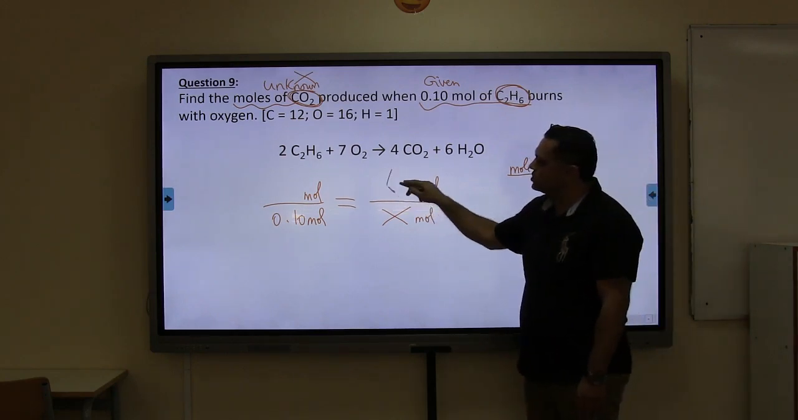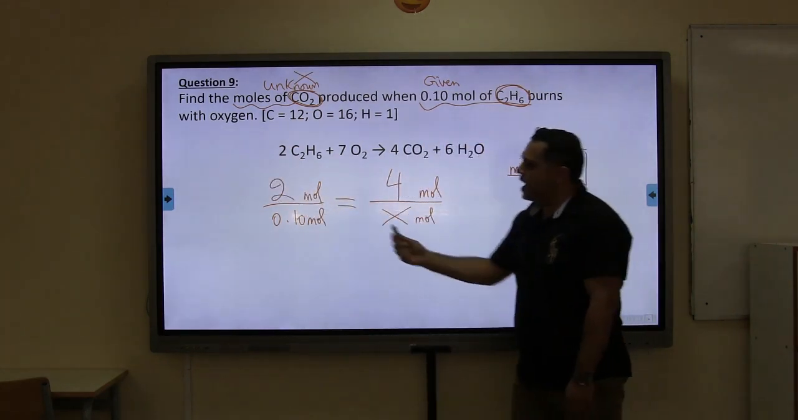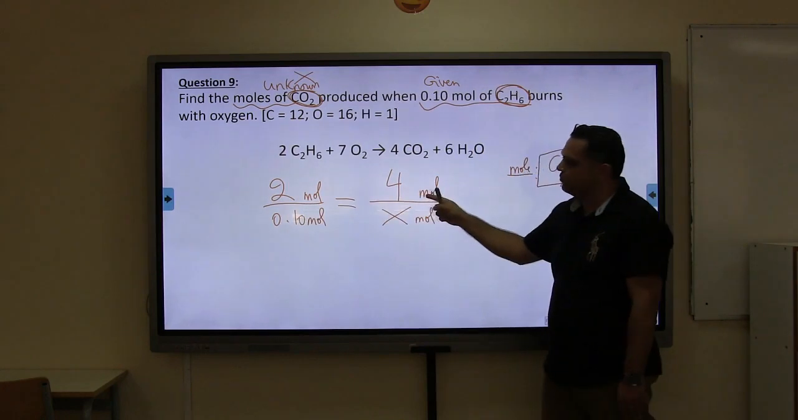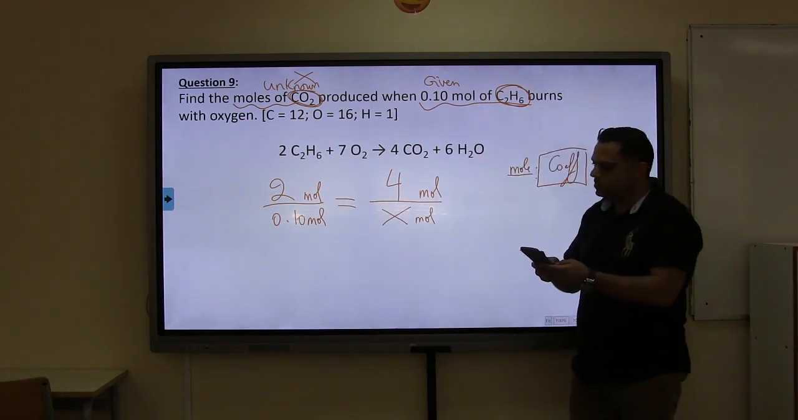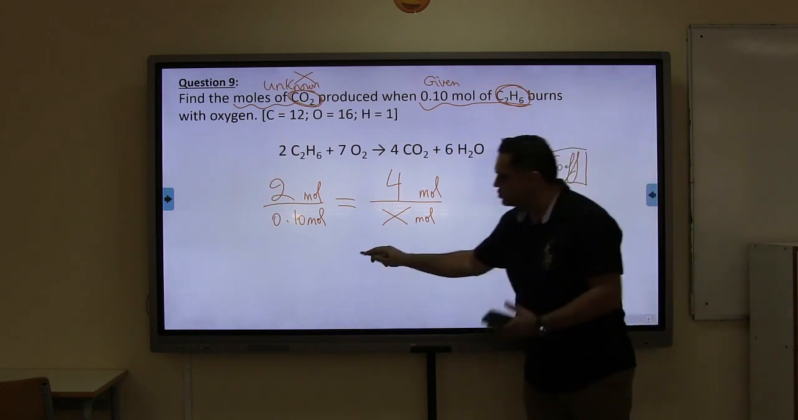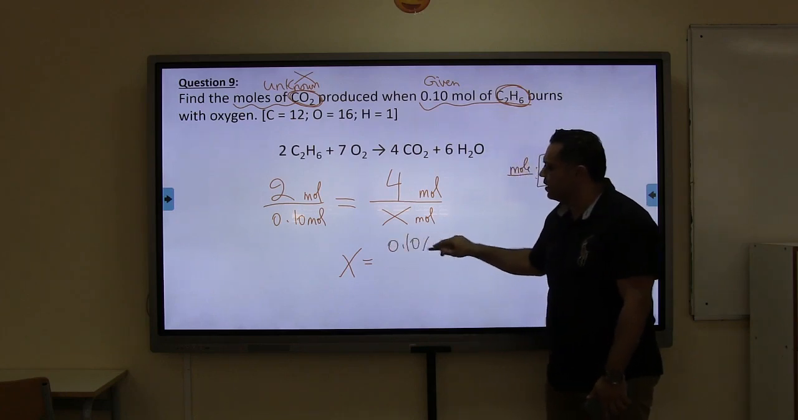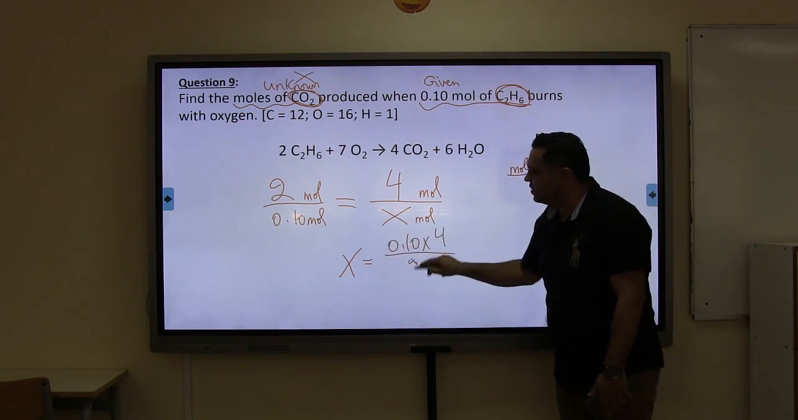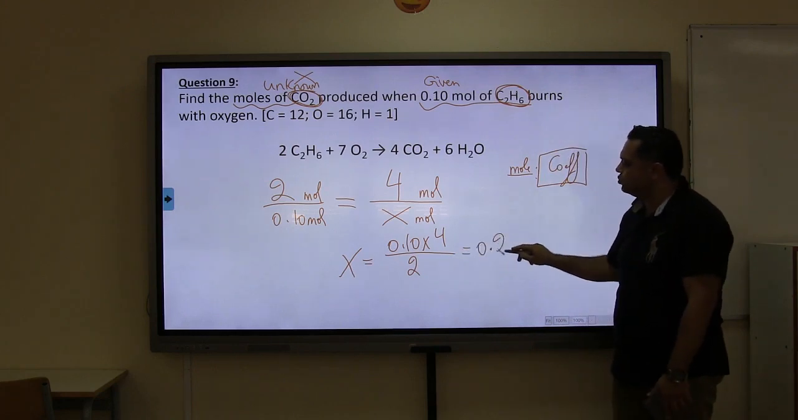Coefficient for the CO2 is 4, coefficient for C2H6 is 2. Every 2 will give 4. Every 0.1, again 0.1 times 4 divided by 2, and the answer will be 0.2. So x is equal to 0.1 times 4 divided by 2, and the answer will be 0.2.